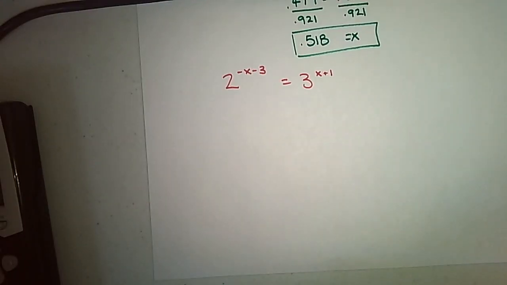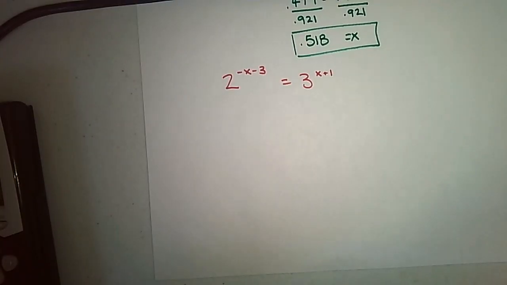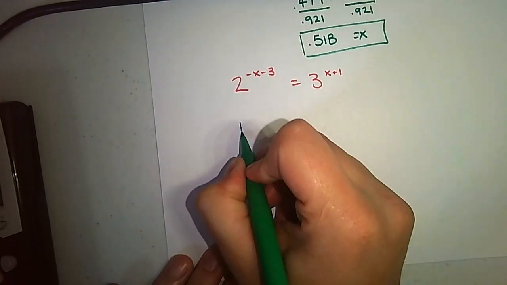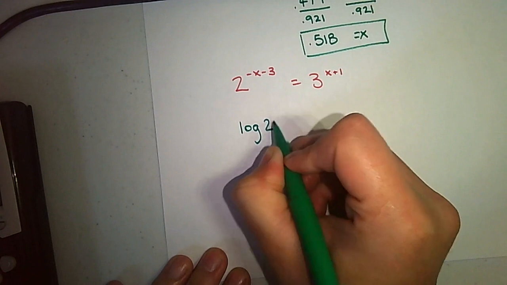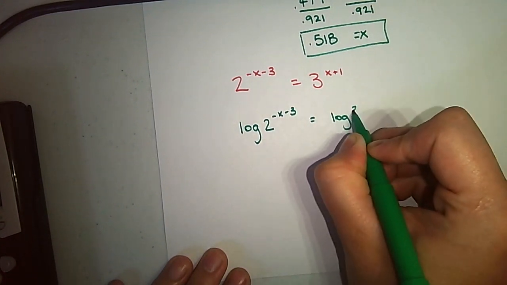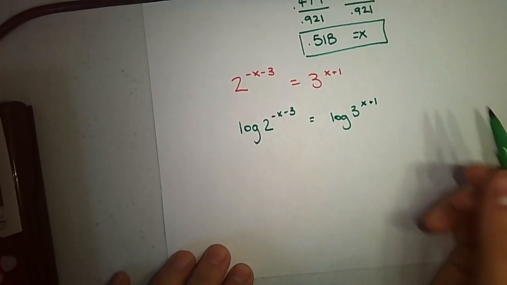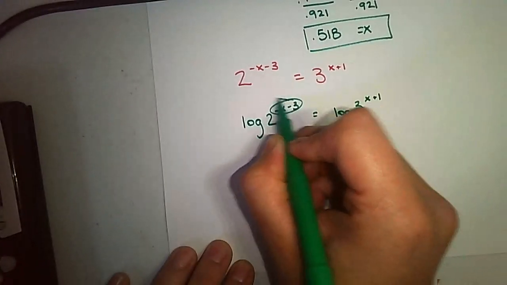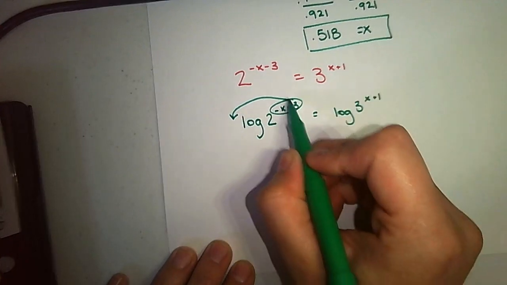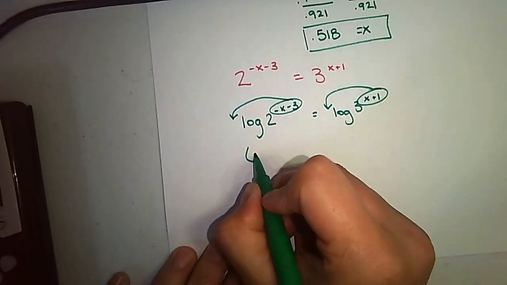So this time we have 2 to the negative x minus 3 equals 3 to the x plus 1. Again, there's no way I can get 2 and 3 to have the same base. So we are going to take the log of both sides. And again, one of the properties of logs says we can move the exponents out front. So that's what I'm going to do.